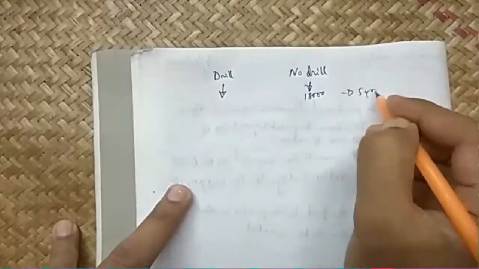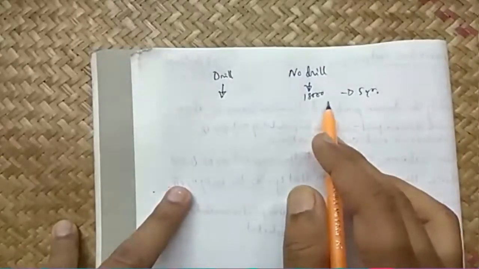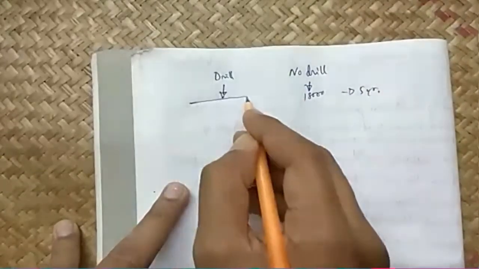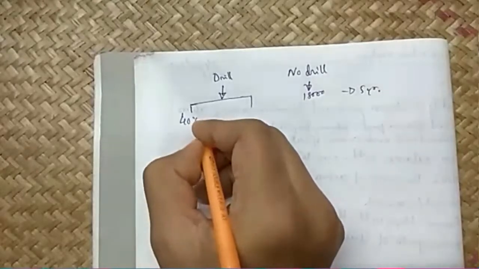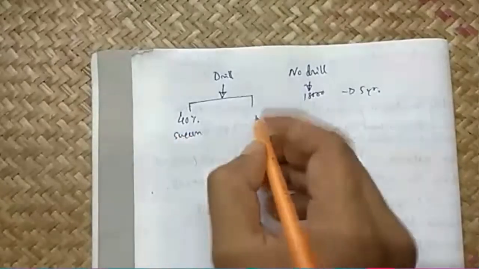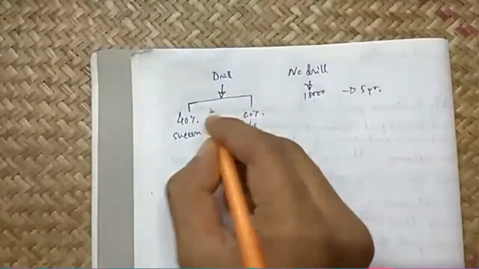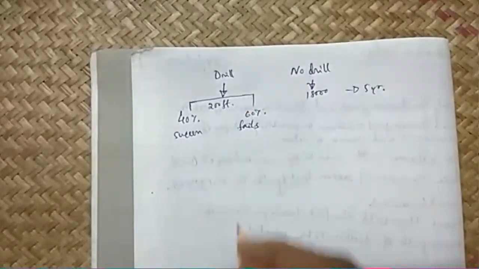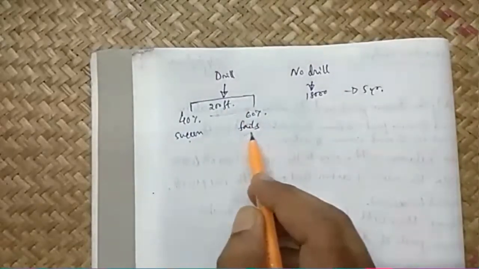then his cost is 18,000 for 5 years. He buys water from a neighbor and his cost is 18,000. Okay, if he drills, then again there are two options. Only 40% strike water, and 60% fail to find water. The drill is 200 feet. The depth is 200 feet, and 40% get success, 60% fail.